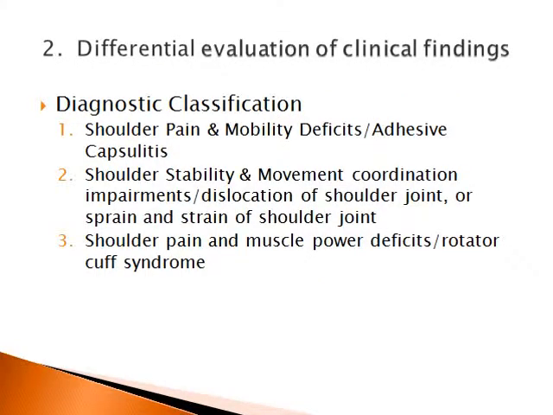The second component is differential evaluation of clinical findings. You want to place the patient into a diagnostic classification. The first one is shoulder pain and mobility deficits, adhesive capsulitis. Or that patient with shoulder pain might fit into shoulder stability and movement coordination impairments, which is consistent with dislocation of the shoulder joint or sprain and strain of the shoulder joint, or shoulder pain and muscle power deficits, consistent with patients who have rotator cuff syndromes. We will discuss further the first one, adhesive capsulitis.